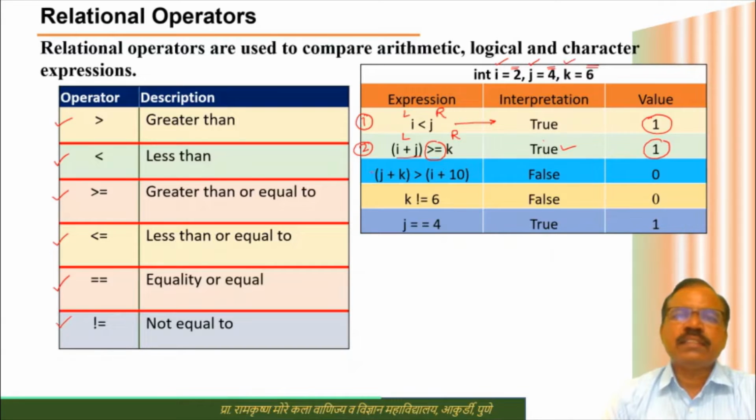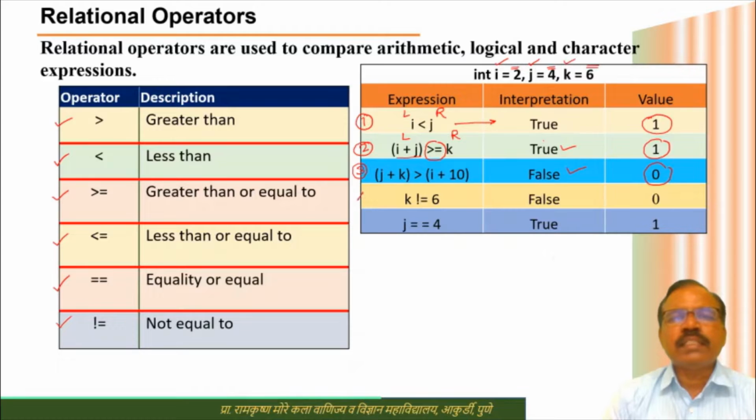Now if we see the next expression using the relational operator greater than. On the left hand side we have one expression, on the right hand side we have another expression, and they are compared. So j plus k, its value is 10, and i plus 10, its value is 12. So here j plus k greater than i plus 10 is false, so it will return value 0.